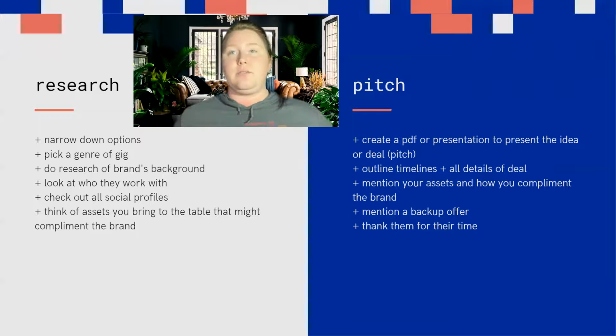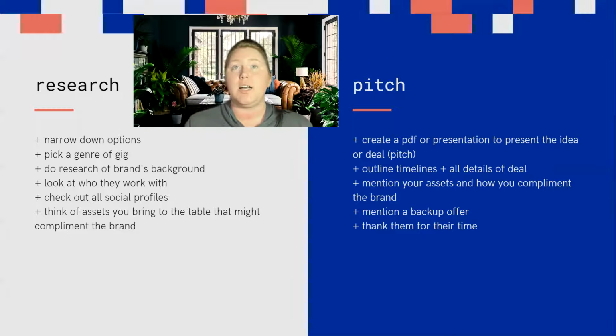So think about that, having a professional email and being professional that way. But you want to create some kind of appealing document that outlines everything. So make sure you mention a timeline and the details of the deal. For example, if you're doing a photo shoot, make sure to say we plan on doing the photo shoot in this amount of time, and then you'll receive the images in this amount of time, things like that. I'll be shooting in a desert background, in jeans with this kind of top, and you can create a mood board and send that to them as well. Mention your assets and how you complement the brand. Like I said, I'm typically doing nature-based outdoor photography portraits, which complements that brand. Mention a backup offer if possible.